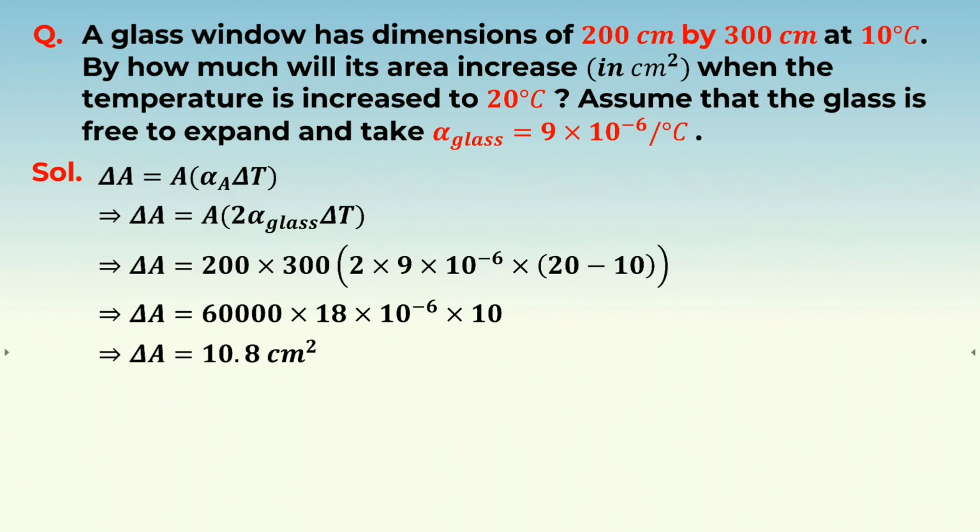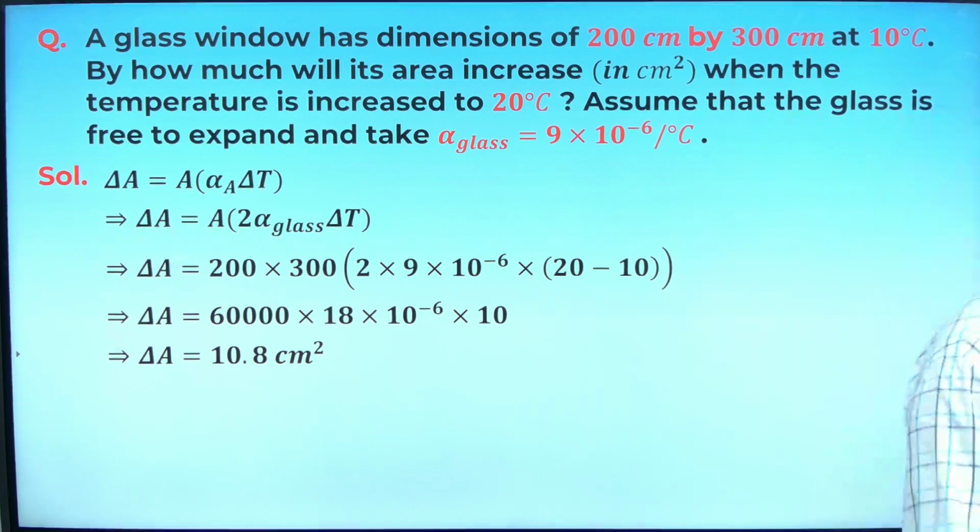For all those in a hurry who said 5.4 or 54, it is definitely wrong. See, it's a very simple question. Delta A is equal to A into beta delta T. They have written alpha A, but don't confuse yourself, it is beta. When you find the value of beta, which is equal to 2 times alpha, you get the answer as 10.8 centimeters square. Is it clear?